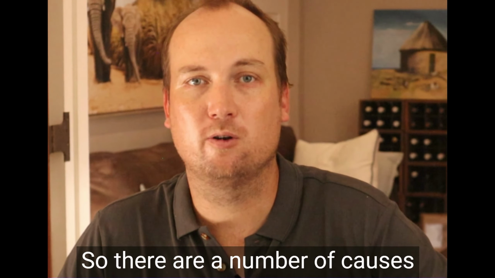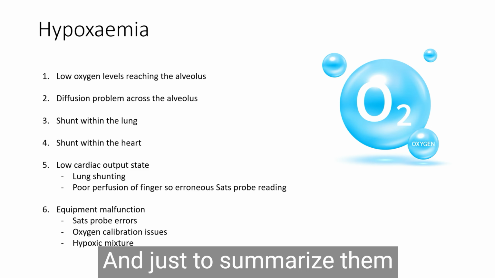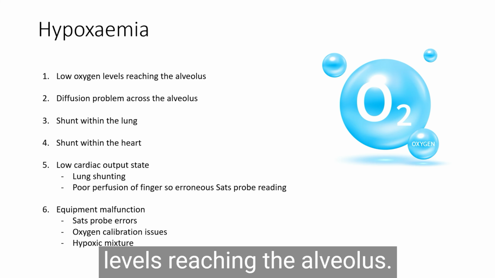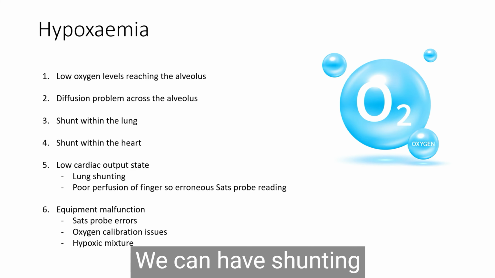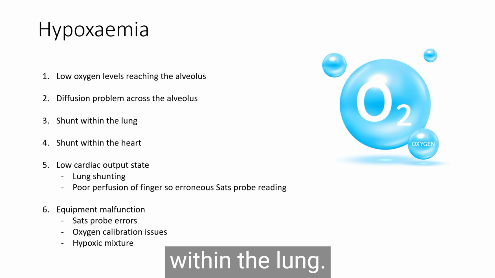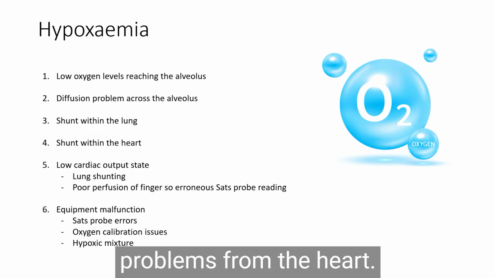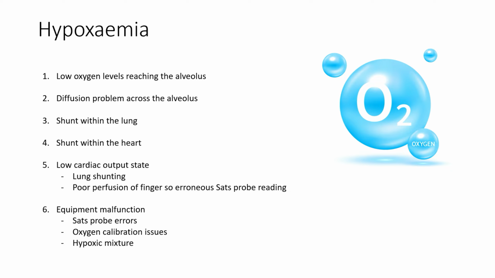So there are a number of causes of intraoperative hypoxemia. And just to summarize them again, we can have low oxygen levels reaching the alveolus. We can have diffusion problems at the level of the lung. We can have shunting within the lung. We can have shunting within the heart. And then we can have overall circulatory problems from the heart and then equipment malfunction.